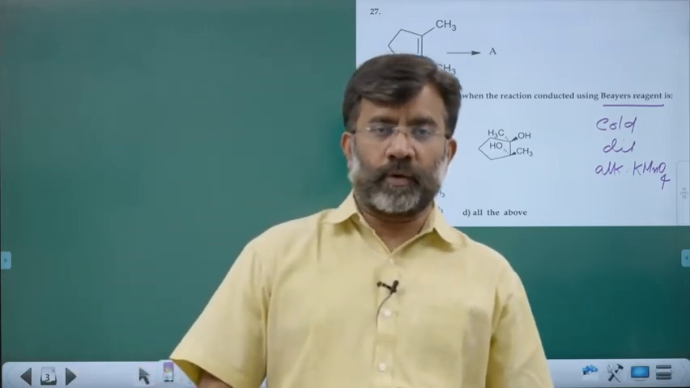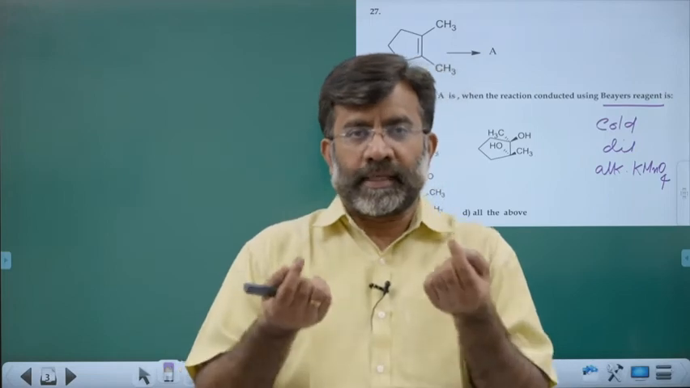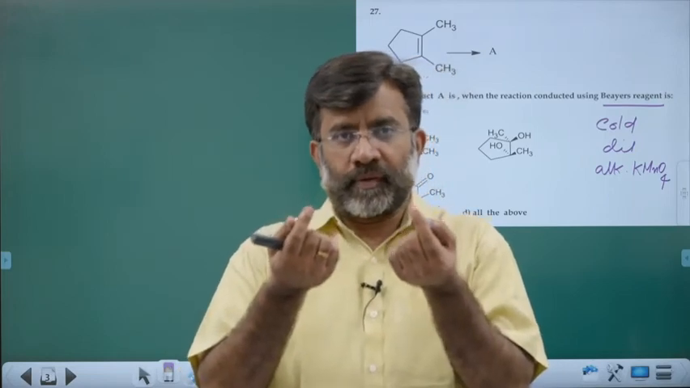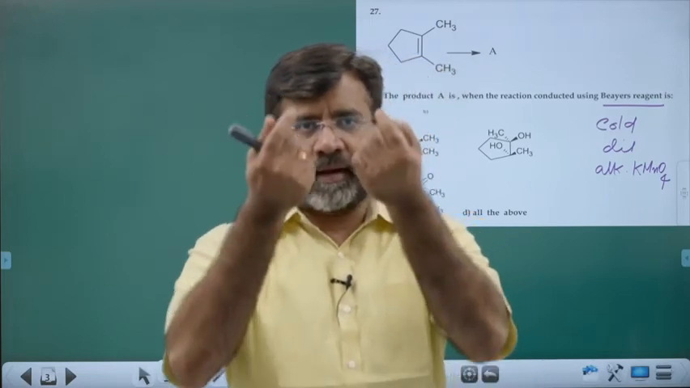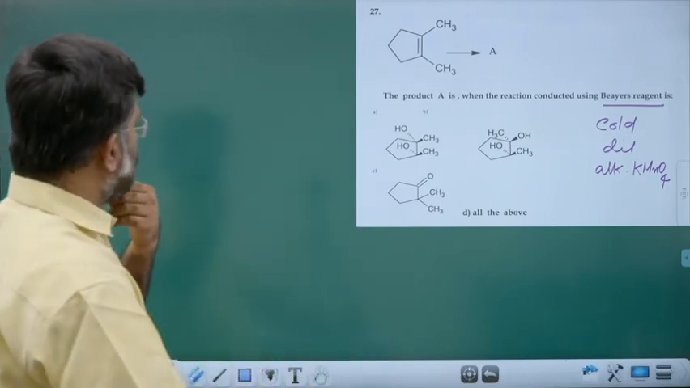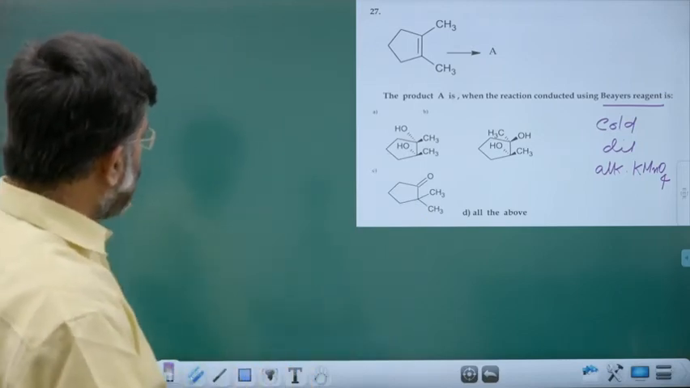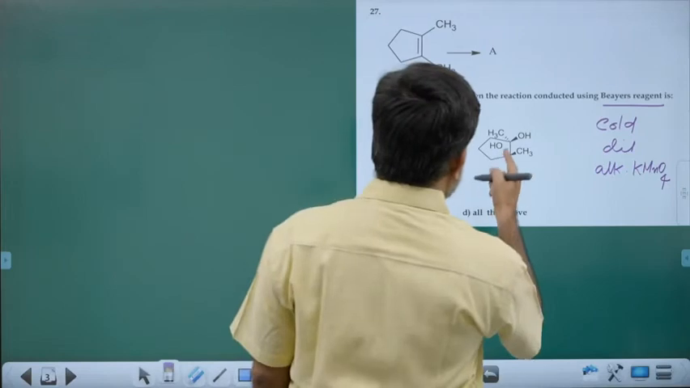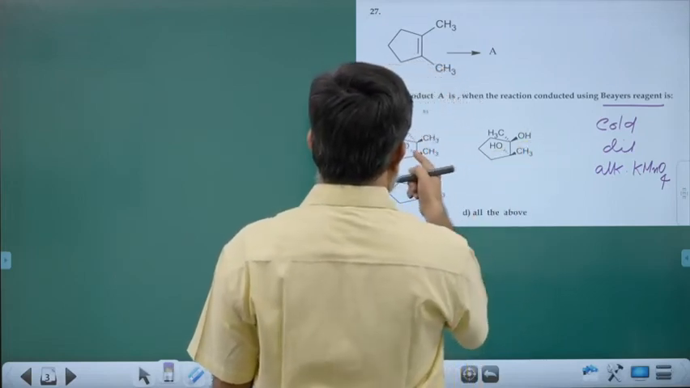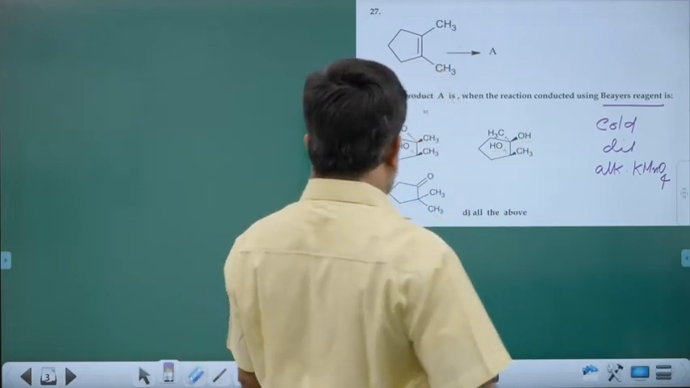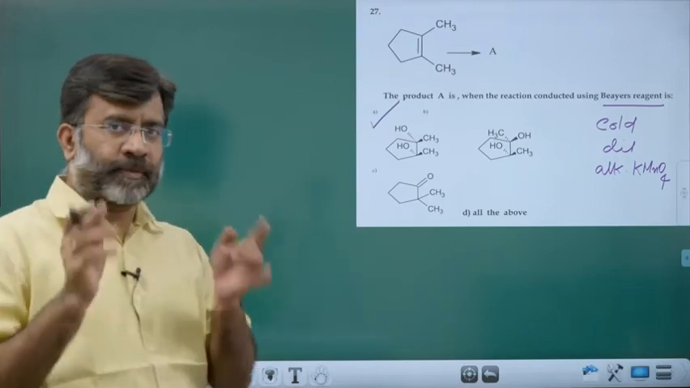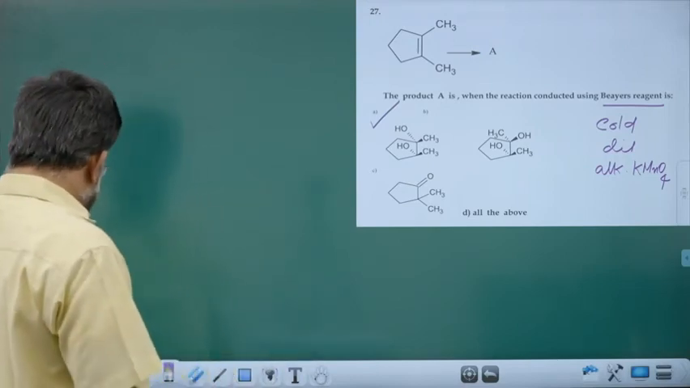And you know the hydroxyl group will be added by syn addition. The OH groups will be added from the same side. And the answer is option A: this is the anti product, this is the syn product. You will get the cis product.